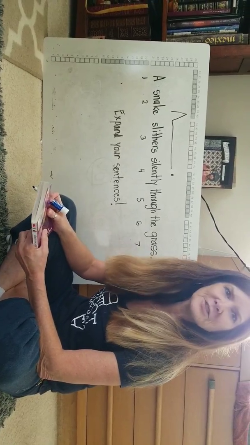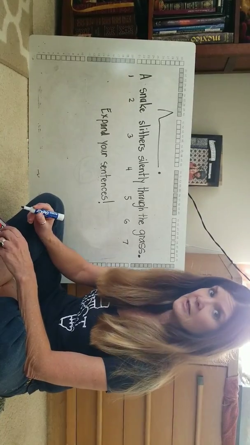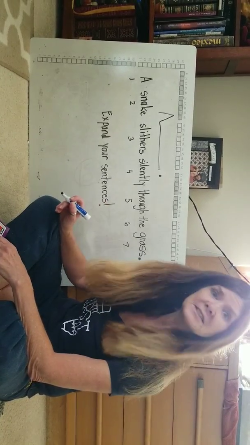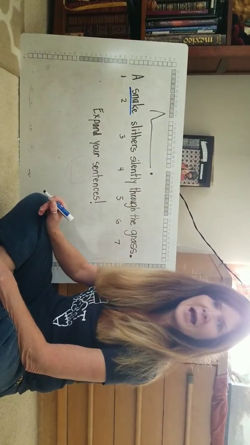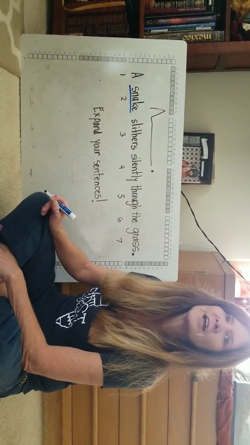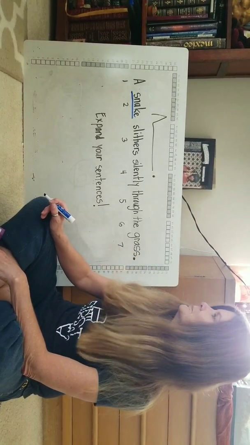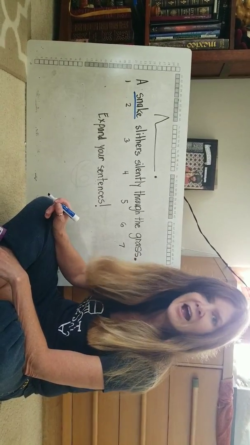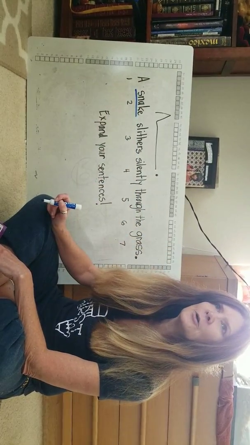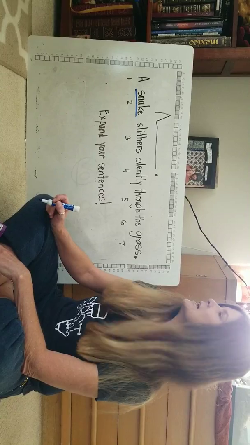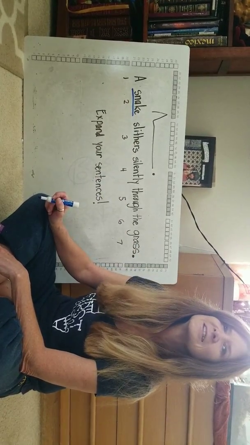Today, the topic of this sentence, the who, what, the person, place, or thing, the noun of the sentence is snake. If you haven't already done so, you should have underlined snake. What did the snake do? What word is the action word in this sentence? Is it A? No, that doesn't tell me anything that the snake did. Is it slithers? Yeah, that tells me what the snake did.